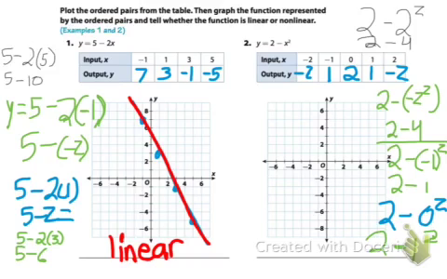So let's plot those points, -2, -2. There's our first point. Next one is -1, 1, 0, 2, 1, 1, 2, -2. So if we were to connect these points, it would look something like that. And that is nonlinear.